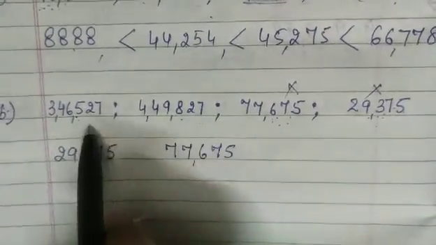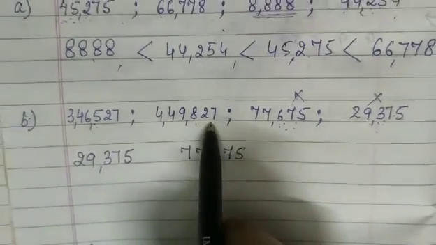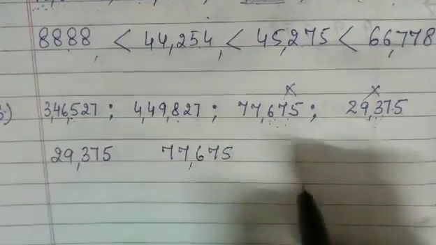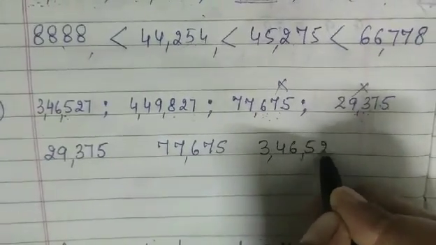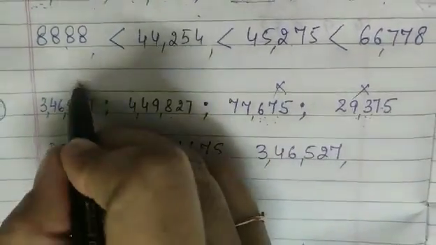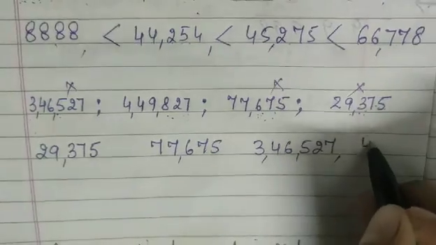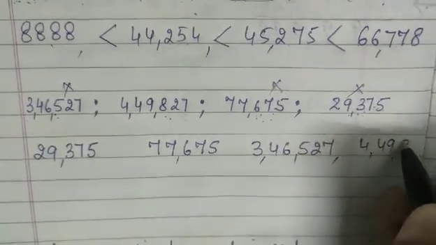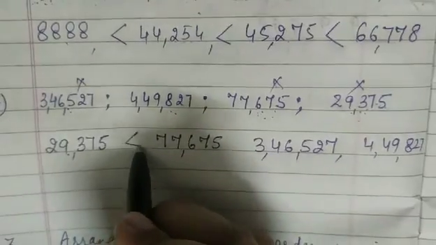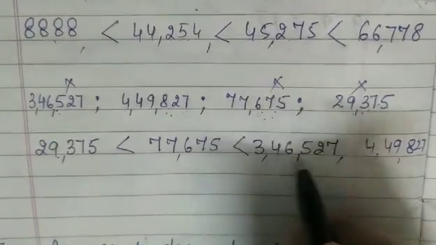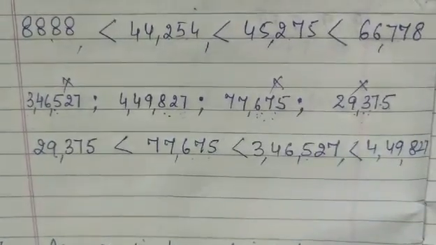Now these are 6 digit numbers. Out of the 6 digit numbers, which is the smallest number? 3,46,527. And the last number left is 4,49,827. Now put the sign. This number is smaller than this, this number is smaller than this, this number is smaller than this.